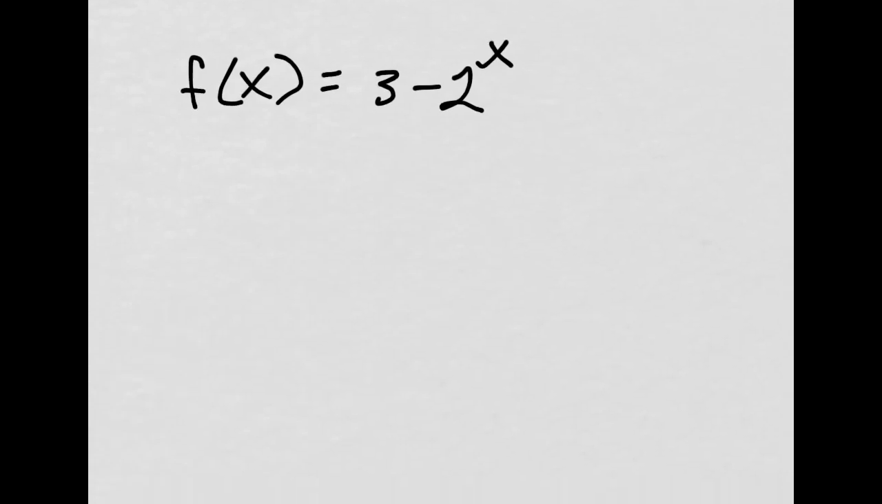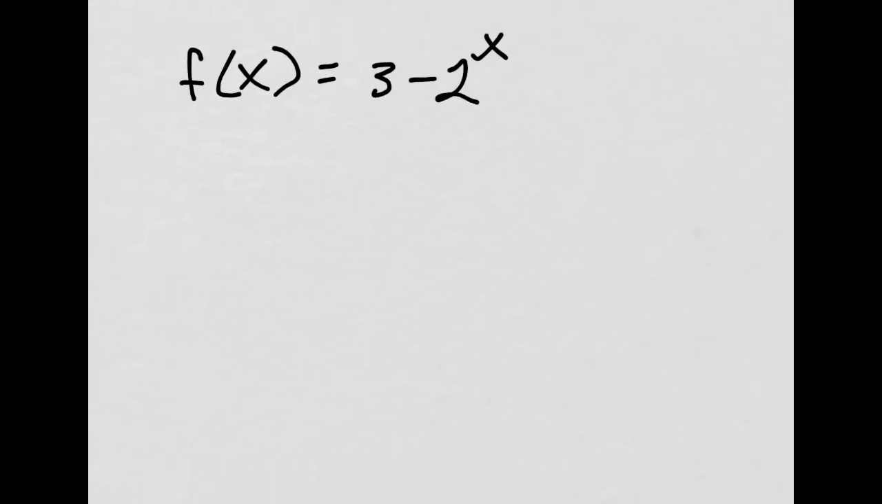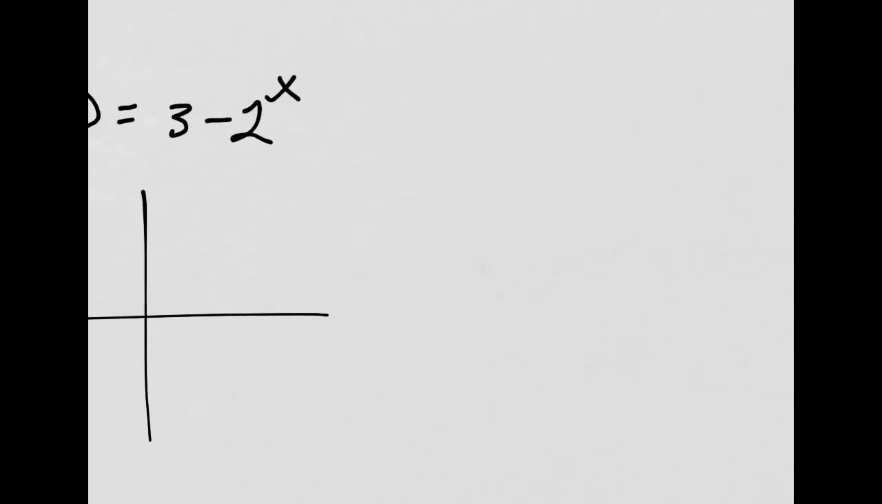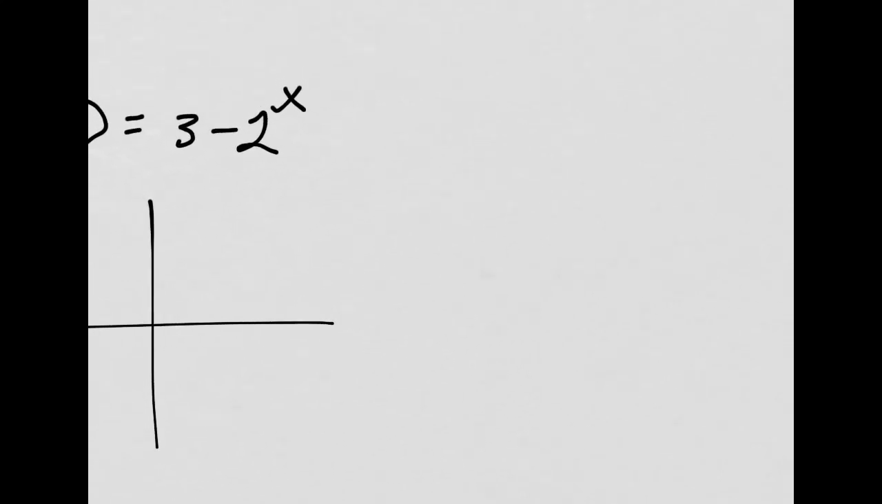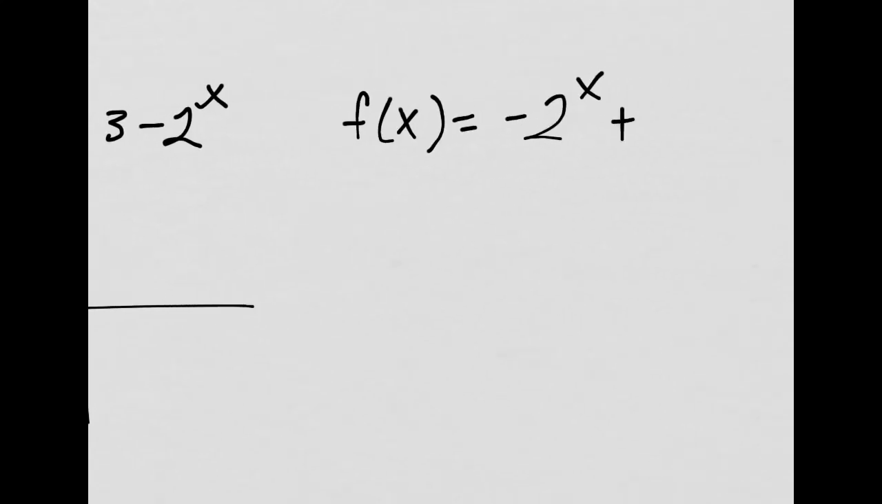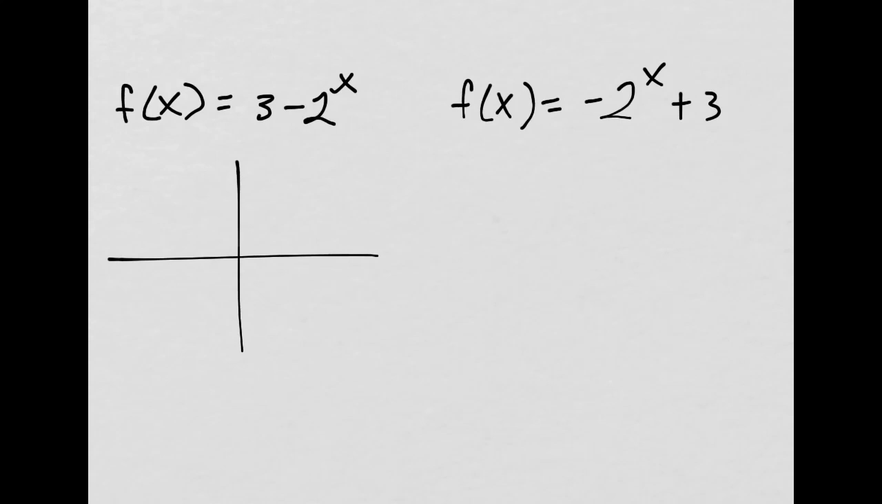But I don't have a graphing calculator with me right now, so I'm going to try and do it on my own. I'm going to plot stuff. So first, you could shift it around if you remember the rules for shifting. I feel like a lot of people don't, but I'm going to rewrite this just in case. Plus 3, like that. I'm going to rewrite it like that.